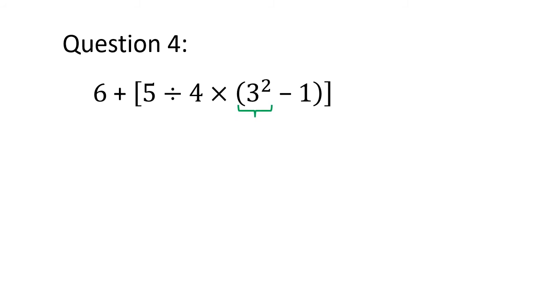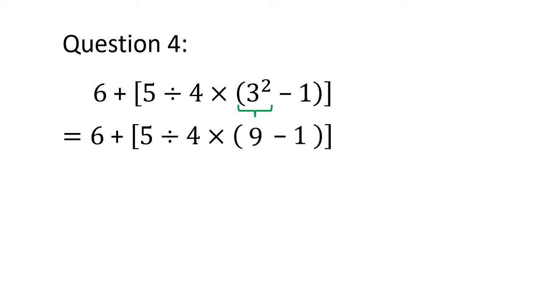Nothing changes to 6 plus bracket 5 divided by 4 times parentheses. 3 squared is equal to 9. Minus 1 stays the same. Now we need to do inside the parentheses, which is 9 minus 1. 6 plus bracket 5 divided by 4, and the multiplication sign is still here. And 9 minus 1 is equal to 8.